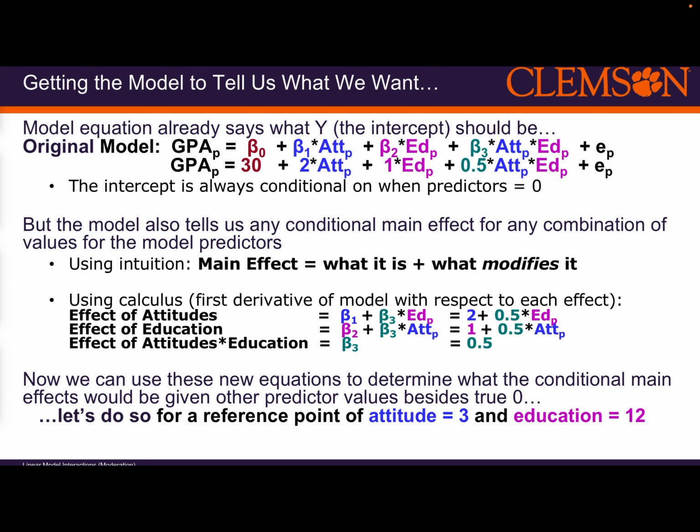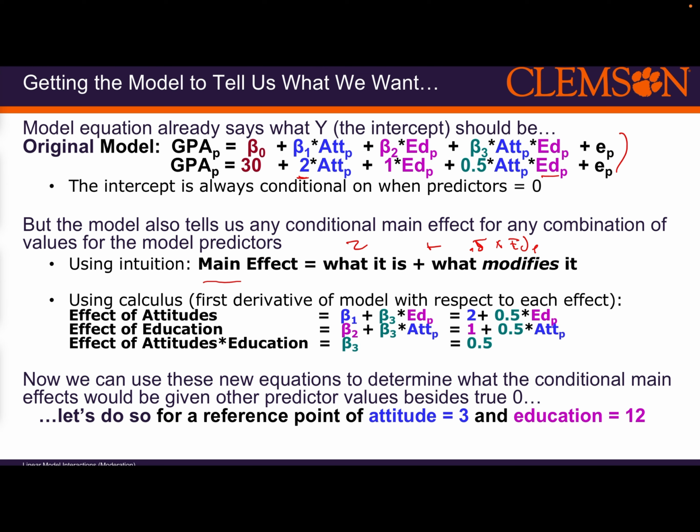Okay, so now the trick is, how do we get the model to tell us what we want? The original model, or the model equation, already says what the intercept should be. So here's our original model up here. And the intercept is always conditional on when predictors are 0. But the model also tells us any conditional main effect for any combination of values for the model predictors. Remember, the conditional main effect is the value of the main effect when the interacting variable is 0. So using intuition, the main effect is what it is, so in this case, 2 plus what modifies it, 0.5 times education. That is what the main effect happens to be.